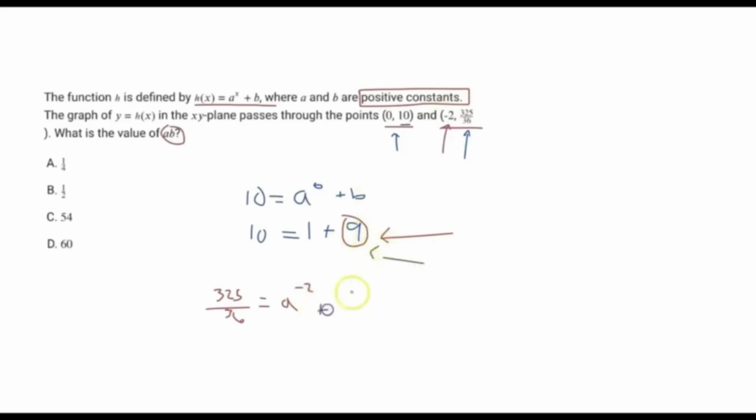So that's going to be plus 9. And so now what we want to do is just solve for a, right? So we can subtract 9 on both sides. And this is actually interesting because with 325 over 36, 9 times 36 is going to give us 324. And so when we subtract 9 on both sides, that in reality is just subtracting 324 divided by 36.